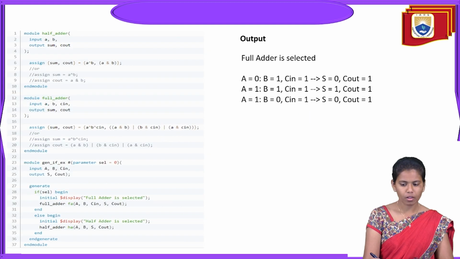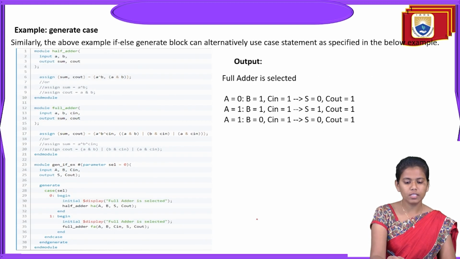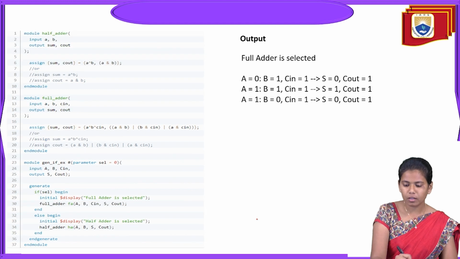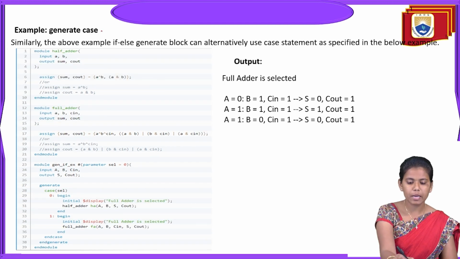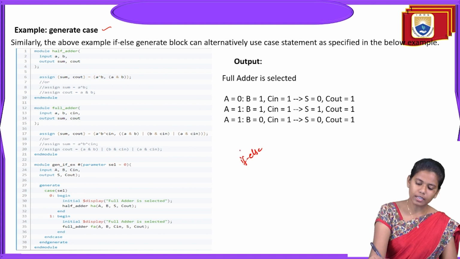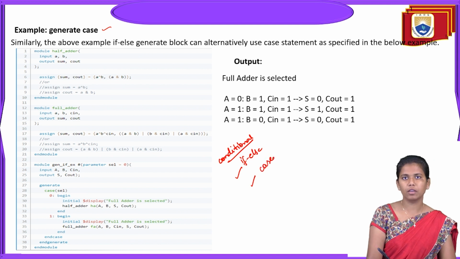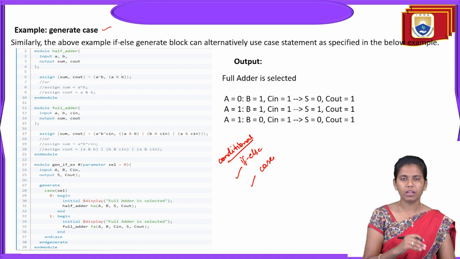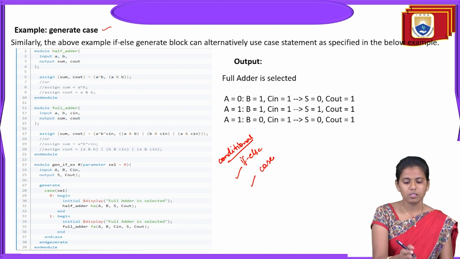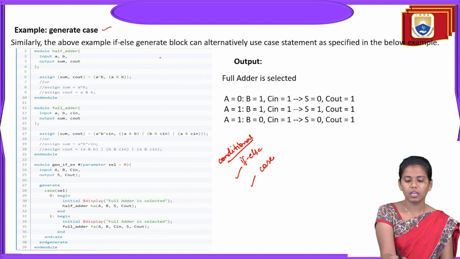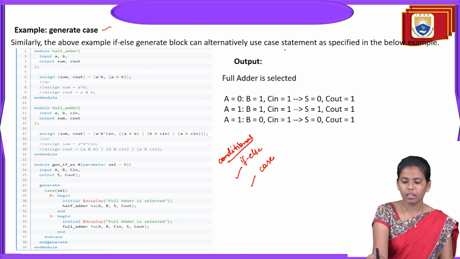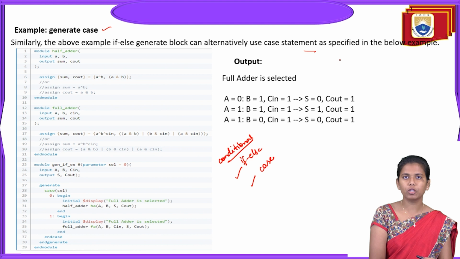This is an example of generate case. This is one more example: we saw if else in the conditional generate block, and also the case keyword. The previous example we considered was for if else, and now we will see the case. Similarly to the above if else example in the generate block, we can alternatively use a case statement, as specified in the example below.